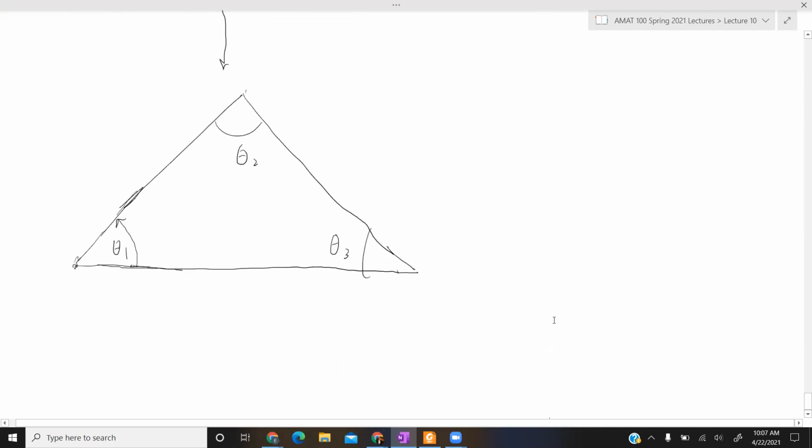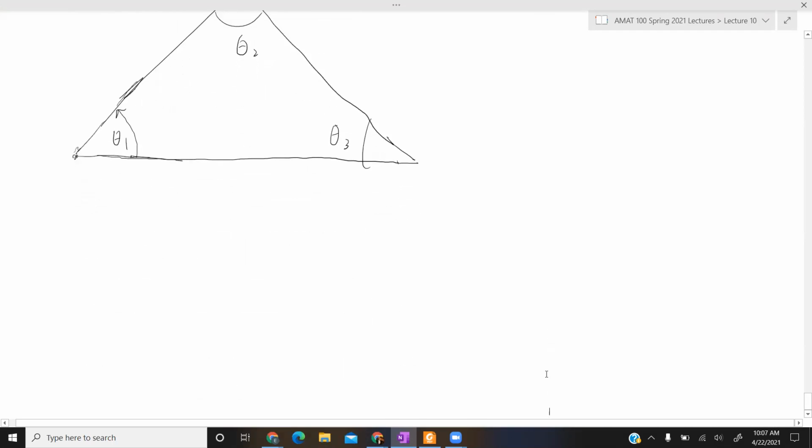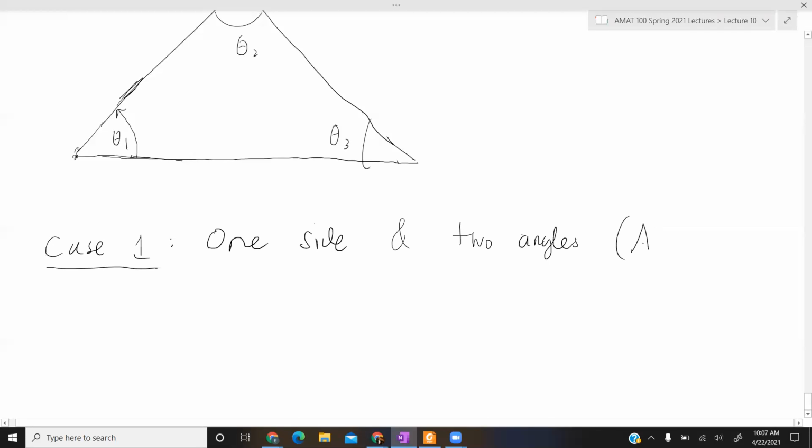So let's think about those cases again. There's 4 cases, and it's going to turn out that the methods we're going to learn in this section are only applicable to 2 of the cases. In the next section, 6.6, we'll learn about how to cover the other 2 cases, the last 2. So case 1 is one that we're going to deal with in this section, and that's when you're given one side and 2 angles. So that's what we call the angle side angle, or the side angle angle case.